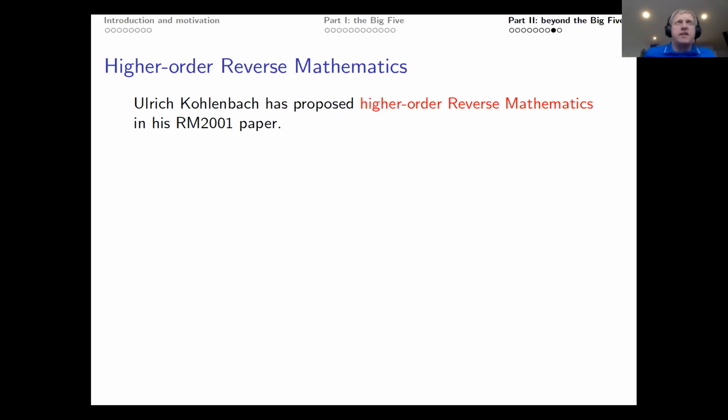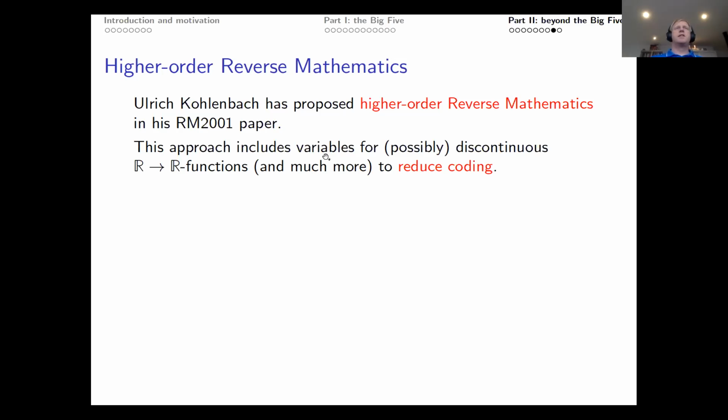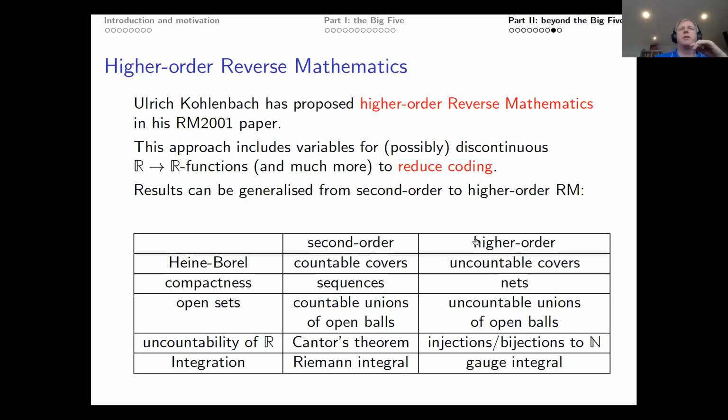So this is why Ulrich Kohlenbach has proposed higher order reverse math. It's also in this blue book, Reverse Math 2001. I guess my copy is at the library. And his system allows, for example, values for variables for R to R functions. And the idea is, of course, to reduce coding. And you can generalize results from second order to higher order reverse math.